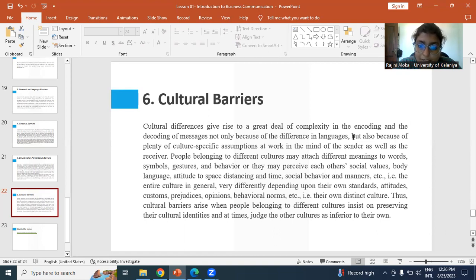The entire culture in general is perceived very differently depending upon their own standard attitudes, customs, prejudices, opinions, behavioral norms, their own distinct culture. Thus, cultural barriers arise when people belonging to different cultures insist on preserving their cultural identities and at times judge the other cultures as inferior to their own.